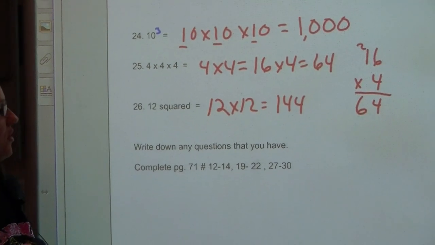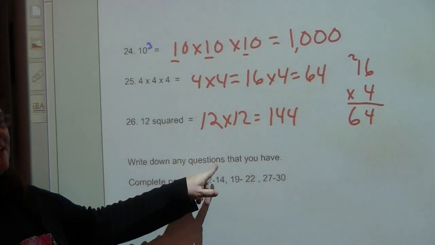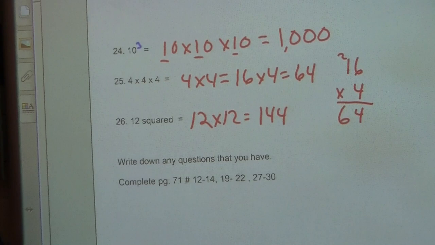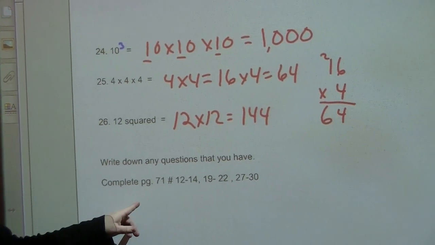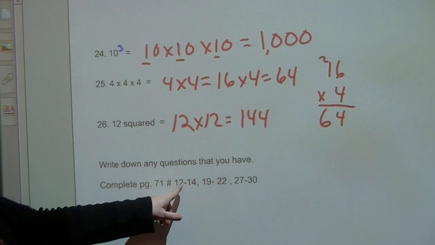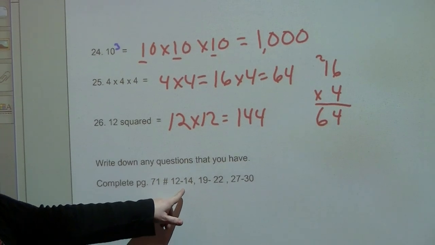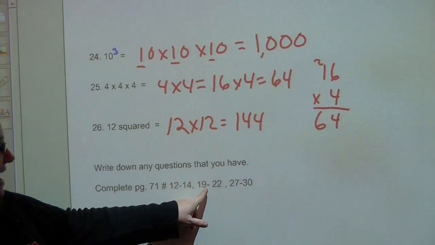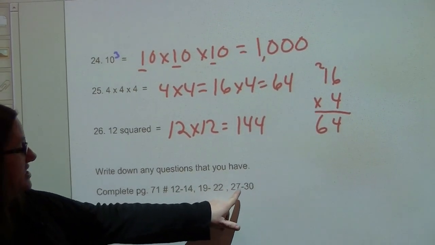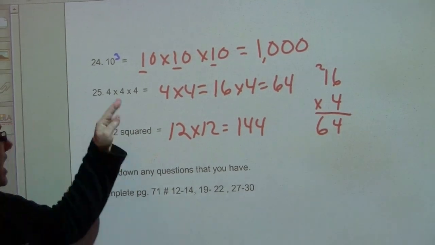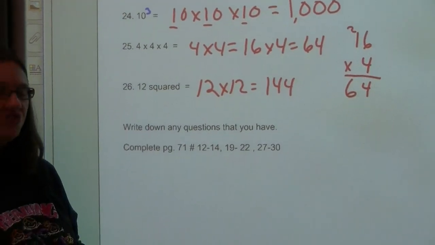That wraps up our practice for today. Make sure you write down any questions that you've had throughout the lesson. And then I would like you to try some now on your own. Complete 71, numbers 12 through 14. Make sure you're reading the directions for each one. 19 to 22, and 27 to 30. That way you have practice on each different kind of way to write your exponents.